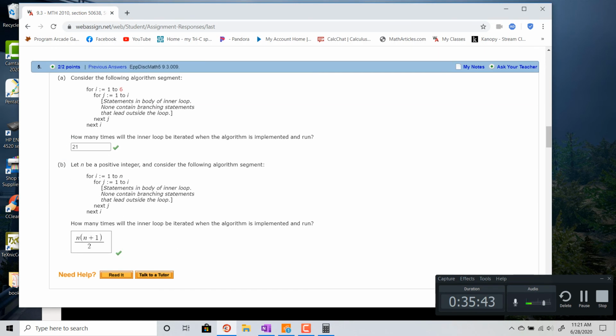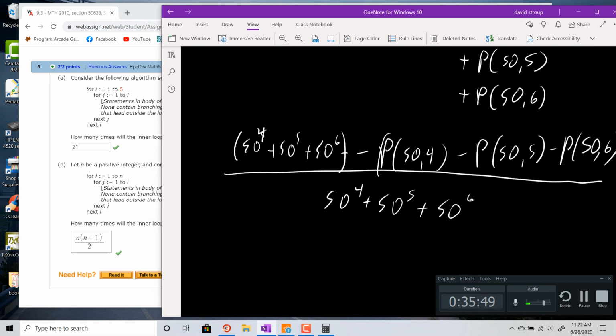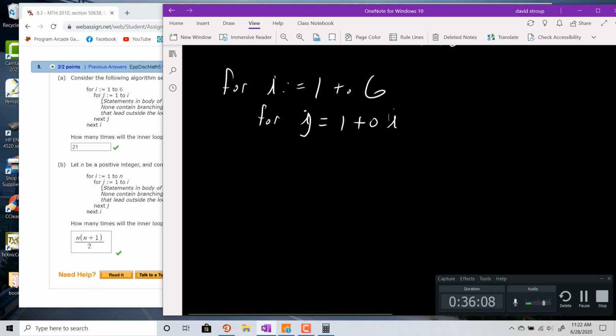Some of these loopy ones are kind of weird, sort of algorithms type stuff. So now we have a loop where the inner one is dependent on the outer one. So it's going for i equals 1 to 6, and then in the inner loop for j equals 1 to i. Okay, and then it's repeating all that.